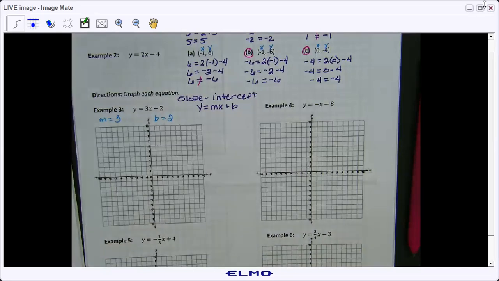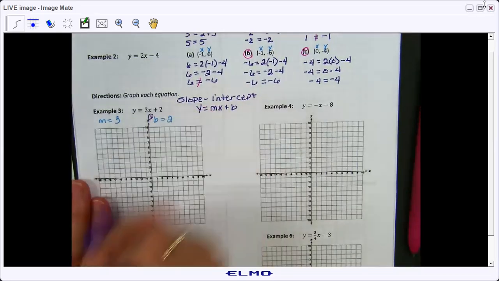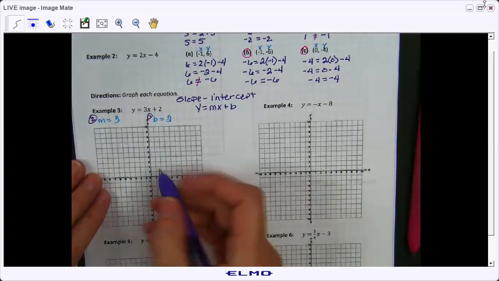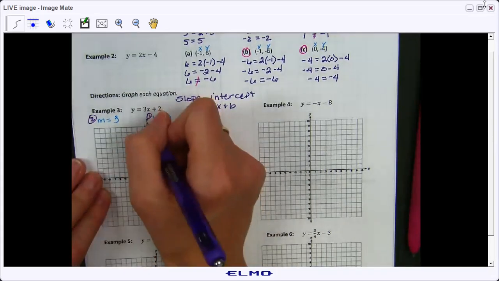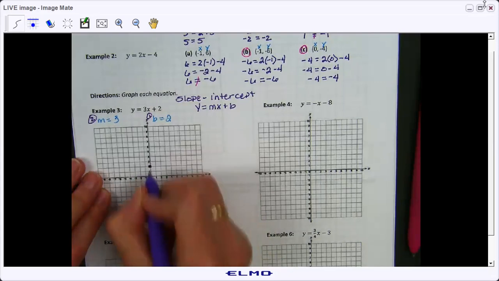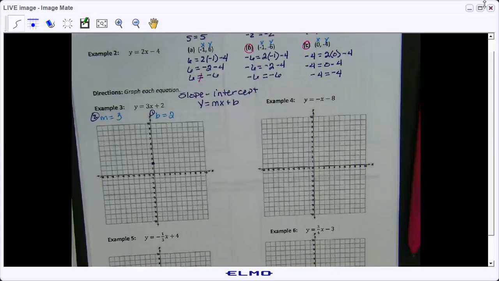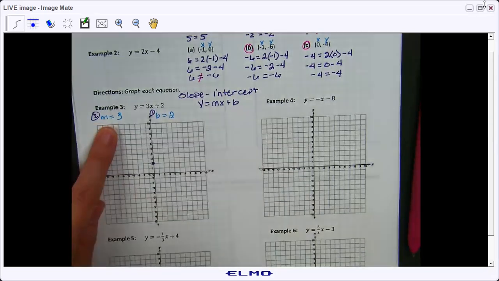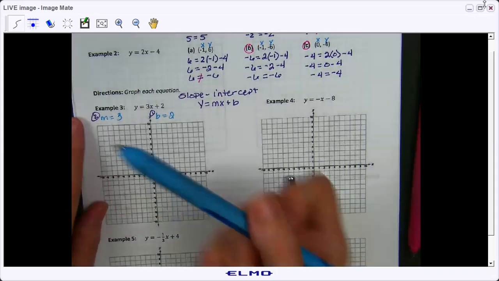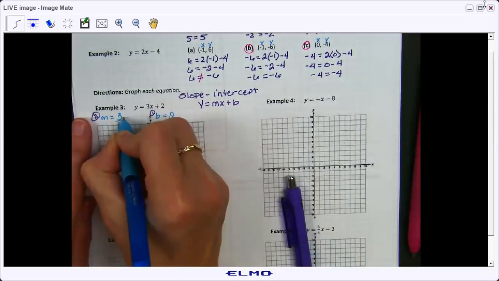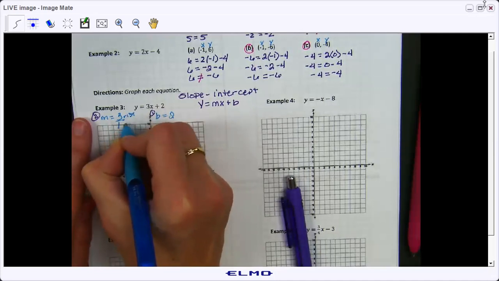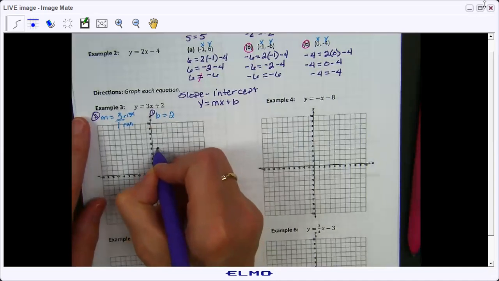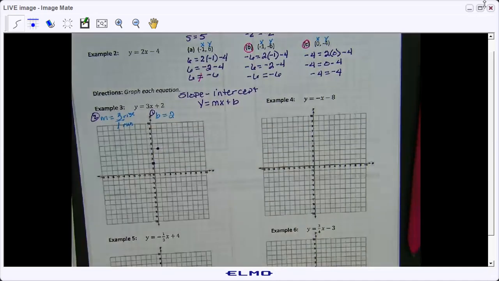So always plot your y-intercept first, then graph your slope. If my y-intercept is 2, I'm going to plot a point on the y-axis at 2. Then second, I'm going to graph my slope. My slope is 3. That means that I am going to rise 3 and run 1. So rise, run. I'm going to go up 3, 1, 2, 3, and over to the right 1, because it's a positive slope.